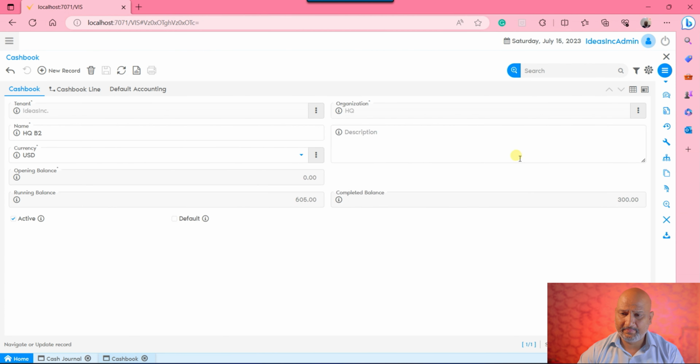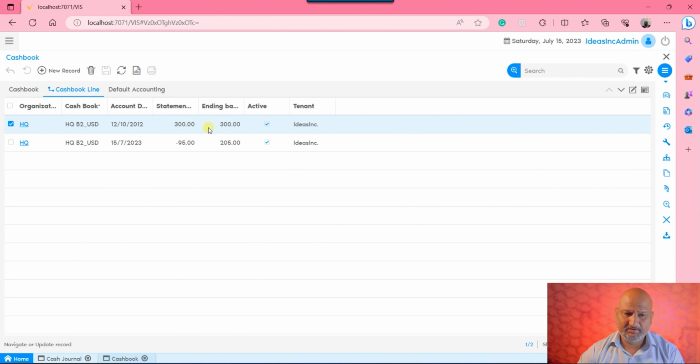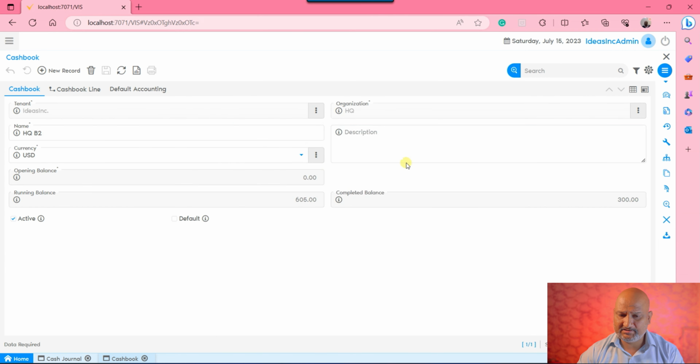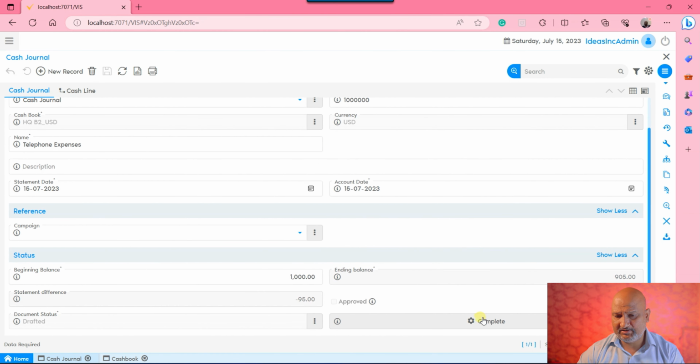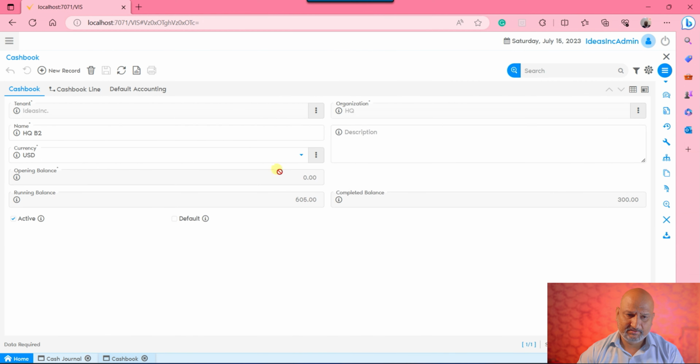here, and here are my cash lines. Okay, so you would be able to see and trace everything at this level. So once it is done, after I come and complete this, okay, as a result of this, my cash book will be accordingly updated.